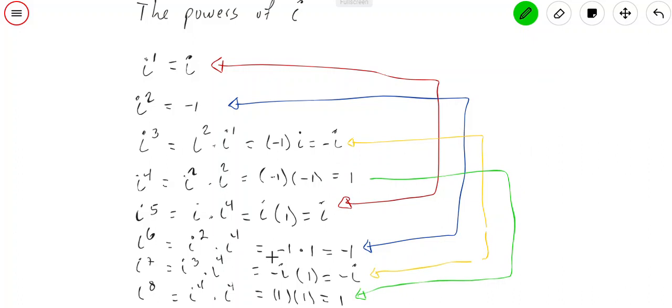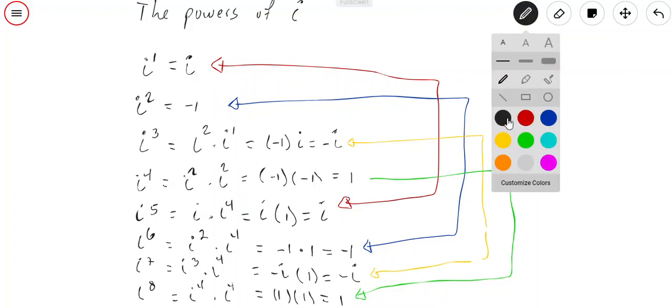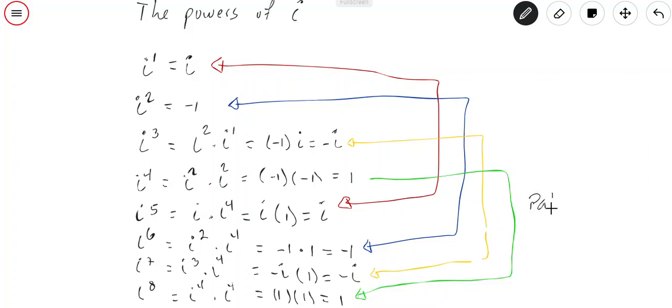And if you keep going and you find i to the 9, you will find that it is i, i to the 10 is -1, i to the 11 would be -i, i to the 12 would be 1. i to the 13 would be again i, i to the 14 would be -1, i to the 15 would be -i, i to the 16 would be 1. So what we see is a pattern that is repeating every 4 powers.